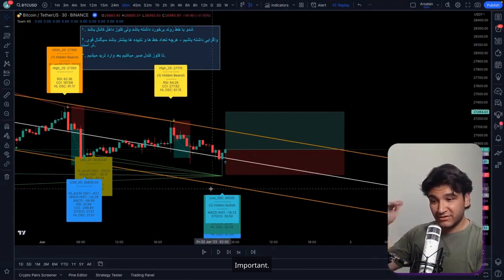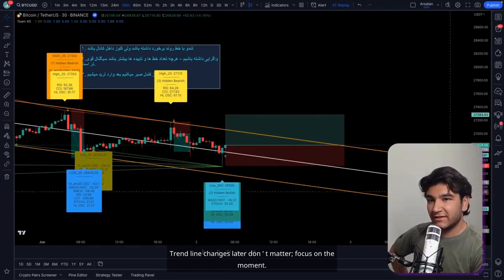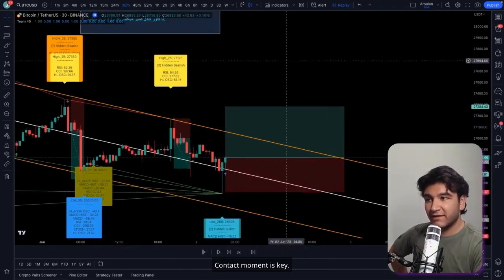Check the chart after purchase, it's important. Increase image quality for better viewing. The trend line changes later, but that doesn't matter. Focus on the moment. The trend line turns nicely, drawn in real time. The contact moment is key.